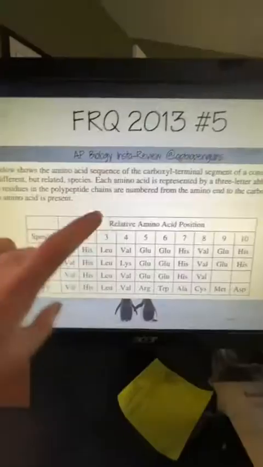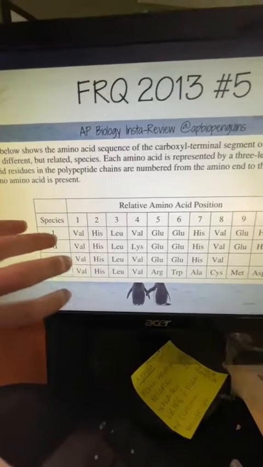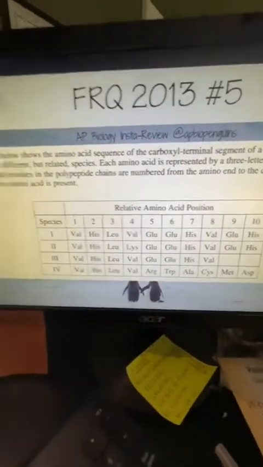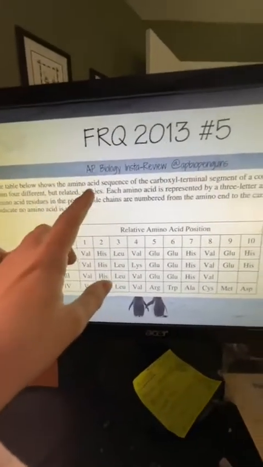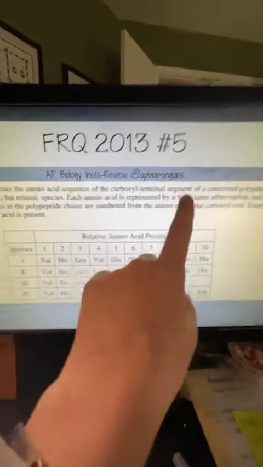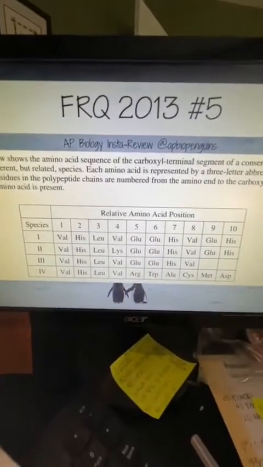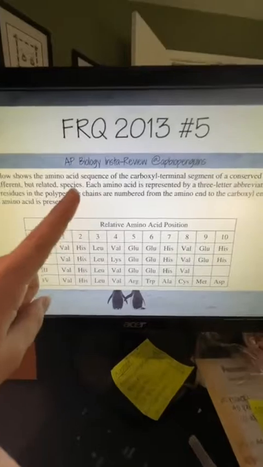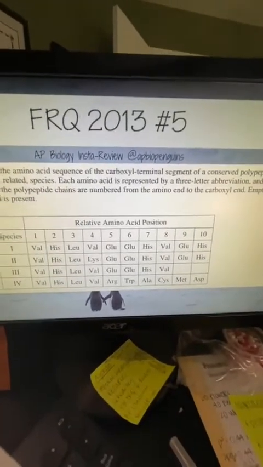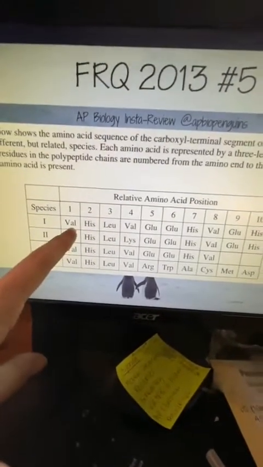So the last question we have is 2013 number 5. It gives us this table, and it shows us there's 4 different species, and it shows us these letters, which I know nothing about these letters. The table below shows the amino acid sequence of the carboxyl terminal segment of a conserved polypeptide for 4 different but related species. Each amino acid is represented by a 3-letter abbreviation. Oh, that's what those are. Those are my amino acids.